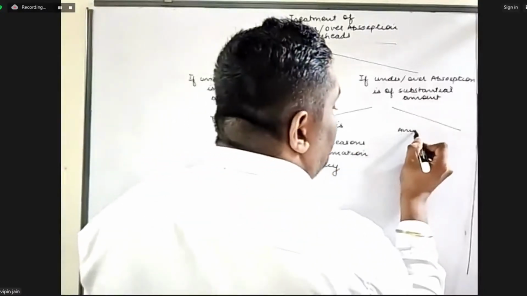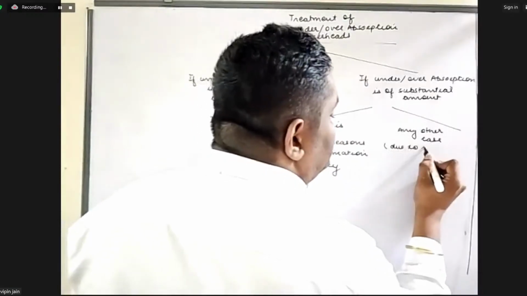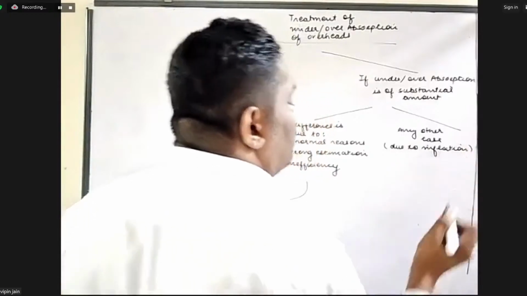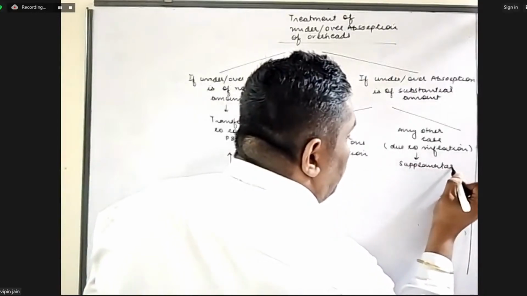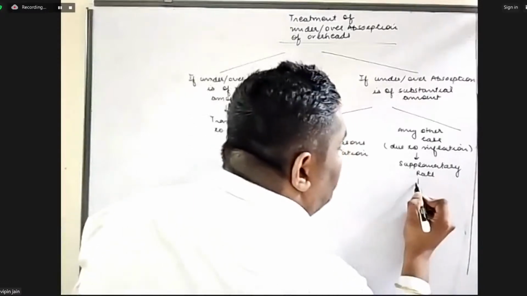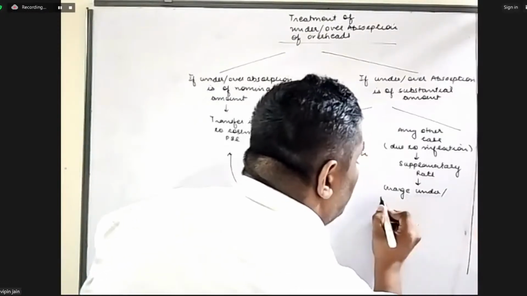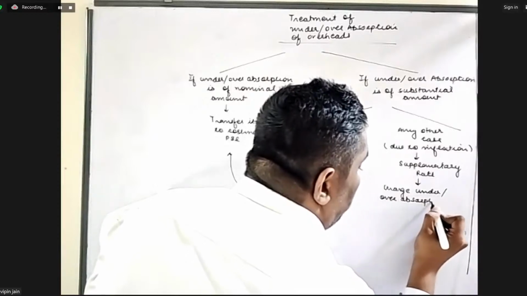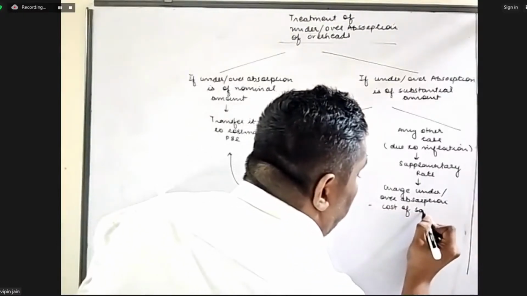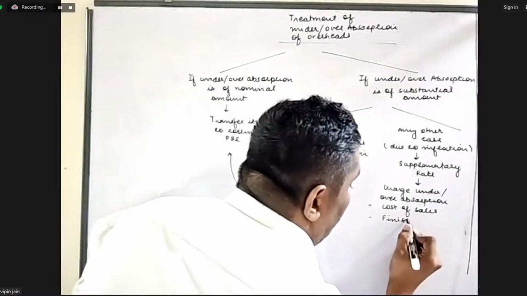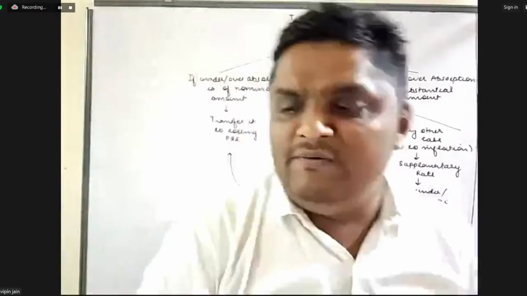However, if it is any other case, we can say due to inflation, then we have to calculate the supplementary rate and, using that supplementary rate, we will charge under or over absorption to cost of sales, finished stock, and work in progress. I'll be discussing this concept with the help of an example.